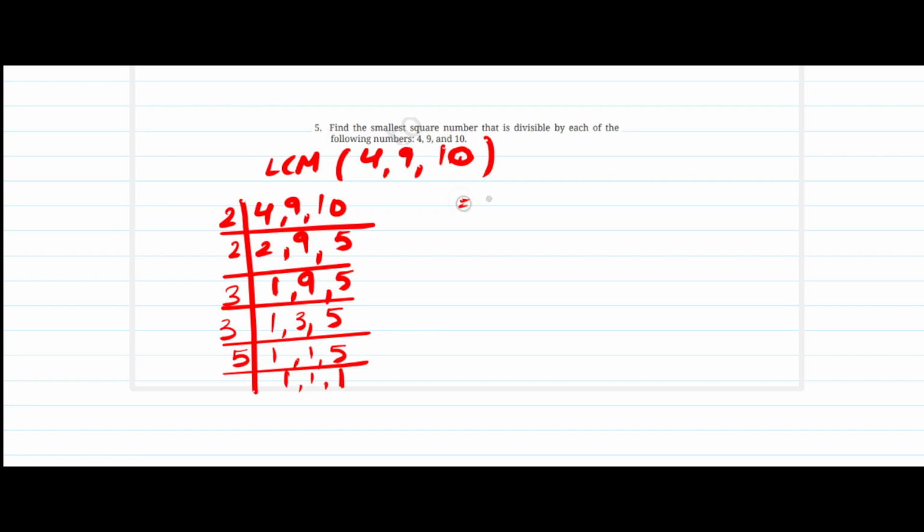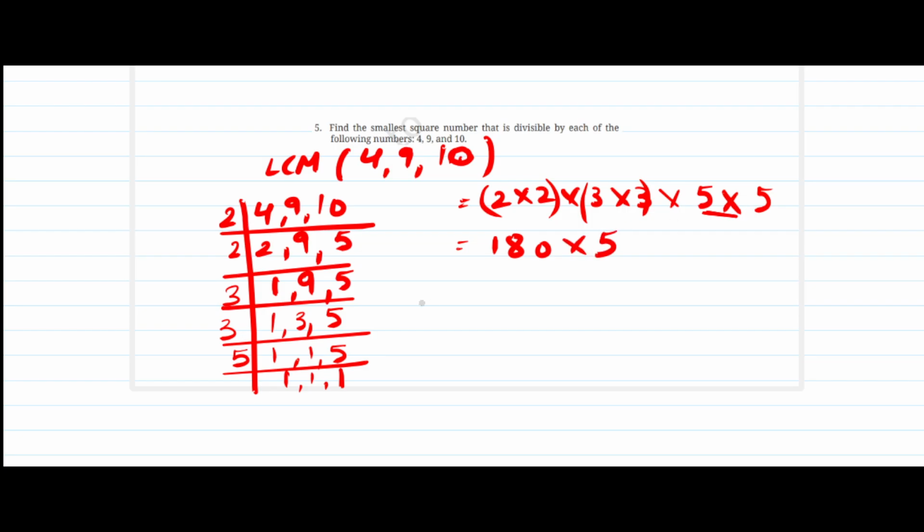So the LCM you will get is 2 into 2 into 3 into 3 into 5. Now see, the multiplication of this is 180, right? And see, there are pairs, but there is not a pair of 5. To make it a perfect square number, we will multiply this number by 5. That means we will multiply 180 by 5, and we'll get 900.